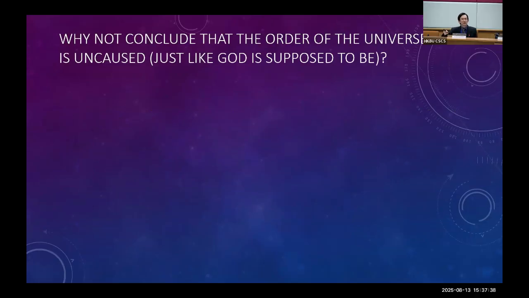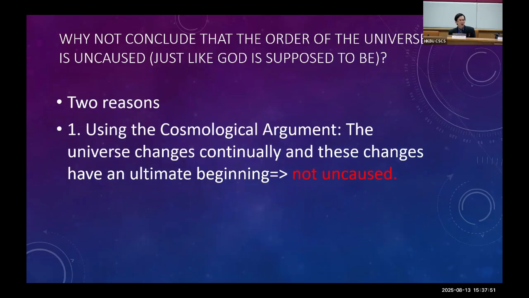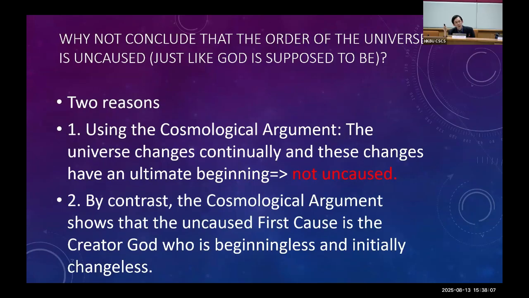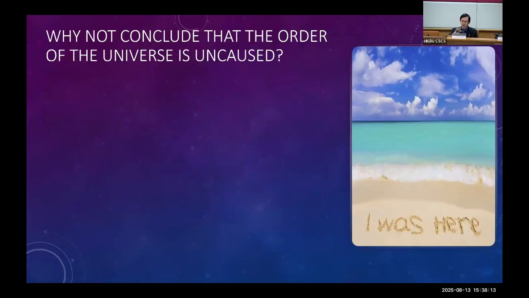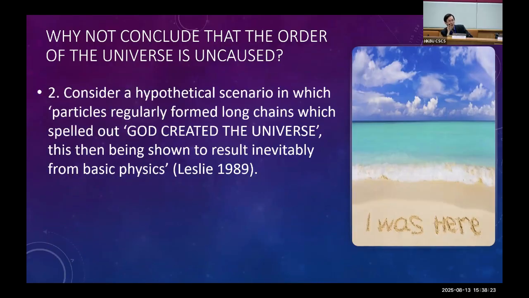Now, finally, why not think that this order is just uncaused? After all, theists believe that God is uncaused, right? So why not believe that the laws of nature are also uncaused? Now, there are two reasons. One is that we can use the cosmological argument to refute this hypothesis. I've written two books on the cosmological argument, and I've demonstrated that the universe has an ultimate beginning. There's a first event, and whatever begins to exist requires a cause, and so it's not uncaused, right? So using the cosmological argument is one way to reply to this objection. However, I think that the teleological argument can be defended independently of the cosmological argument too, right? So we don't have to use the cosmological argument, although we can. And my second response is not dependent on the cosmological argument.